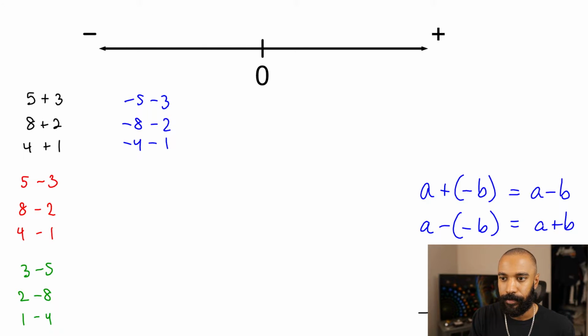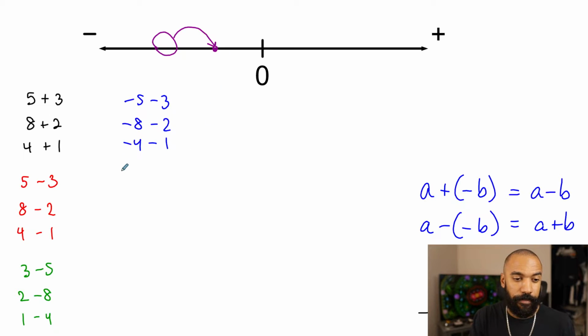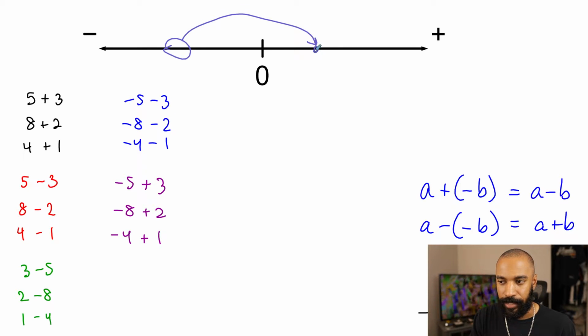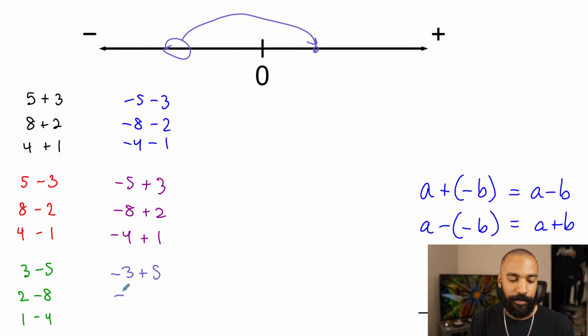Case number 5. I have a negative number, and I add a number that's not quite as large as it. Okay, so there we're thinking of things like negative 5 plus 3, negative 8 plus 2, negative 4 plus 1. Right. And finally, case number 6, when you have a negative number and you add something that is larger than it. So thinking about something like negative 3 plus 5, negative 2 plus 8, and negative 1 plus 4.